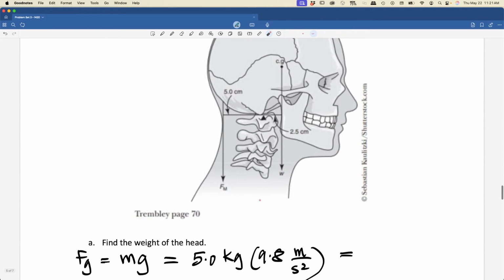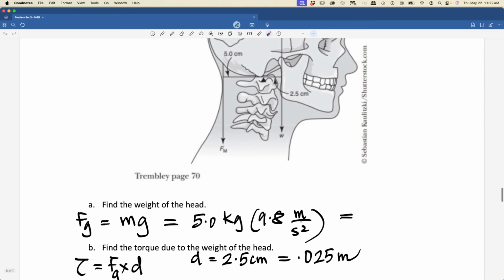Find the weight of the head. That's easy. The weight is always mass multiplied by acceleration due to gravity. The mass of the head is 5 kilograms, and then you multiply it with 9.8, you get the answer here in newtons.